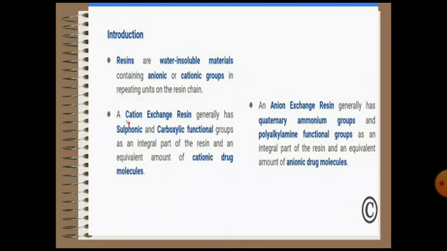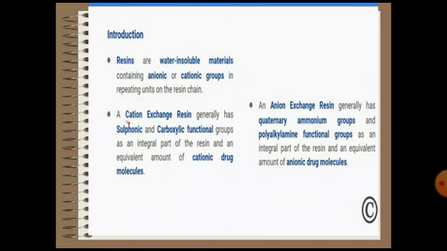An anion exchange resin generally has quaternary ammonium groups and polyalkylamine functional groups as an integral part of the resin and an equivalent amount of anionic drug molecules. Okay, so in case of an anion exchange resin, it contains anionic drug molecules. So that will be complexed with either a quaternary ammonium group chain or a polyalkylamine functional group chain. So these are the two concepts, okay? Cationic exchange resin and anionic exchange resin.